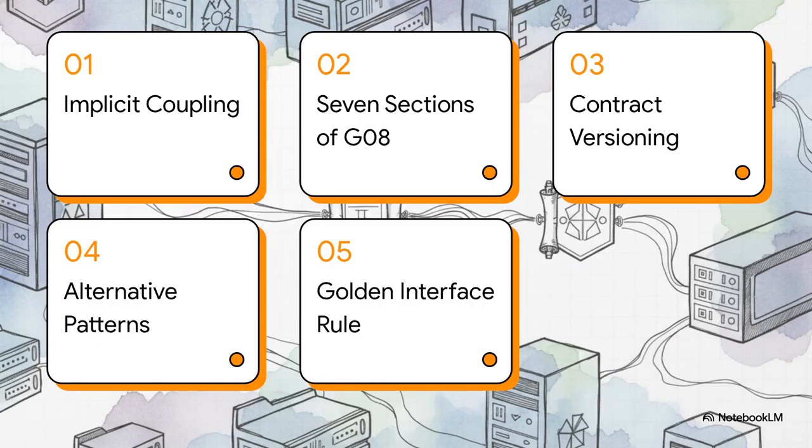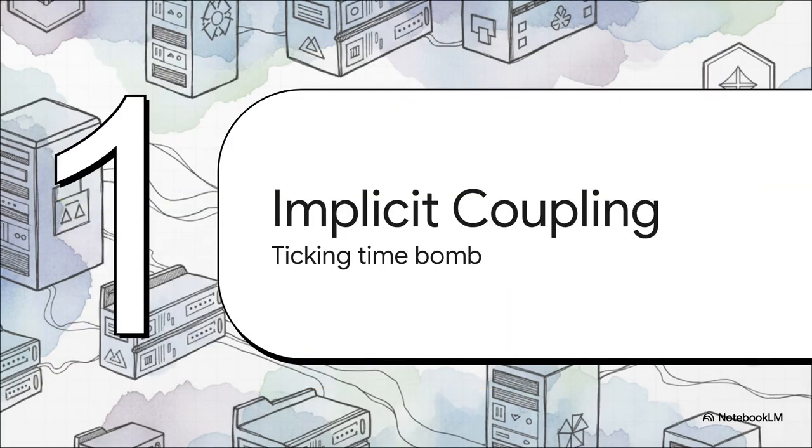Okay, let's dive right into this. Here is our precise, pragmatic agenda for tackling this cross-repo interface discipline. We'll start with the implicit coupling problem, move on to the 7 sections of G08, then contract versioning and evolution. After that, we'll look at when alternatives work better, and finally wrap up with the golden interface rule. First up, the implicit coupling problem.